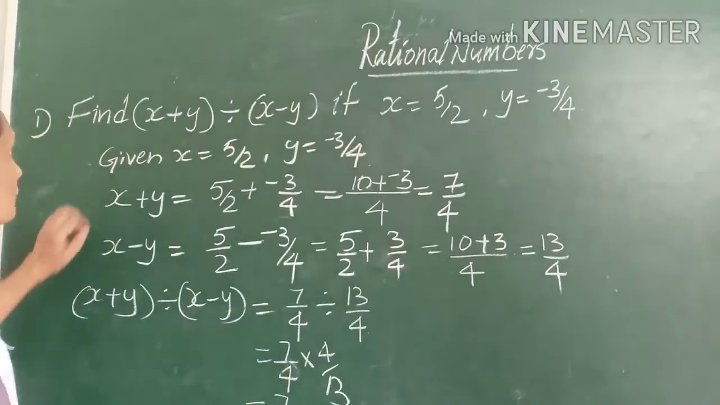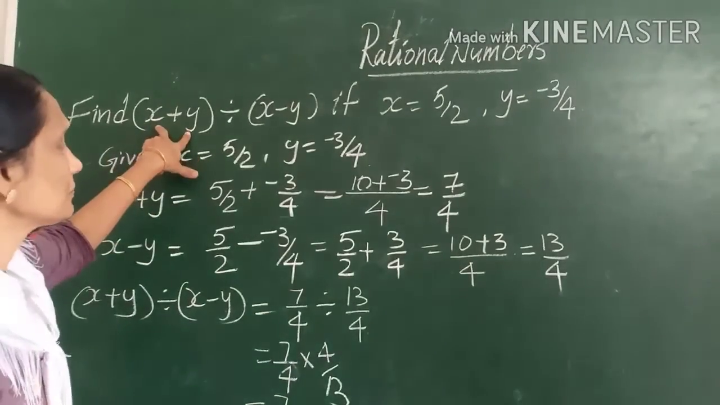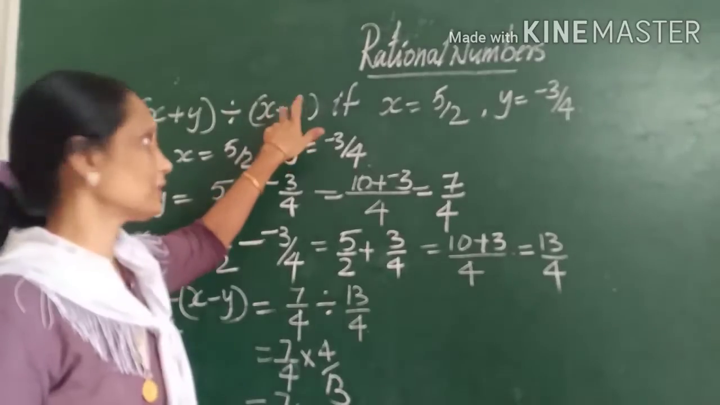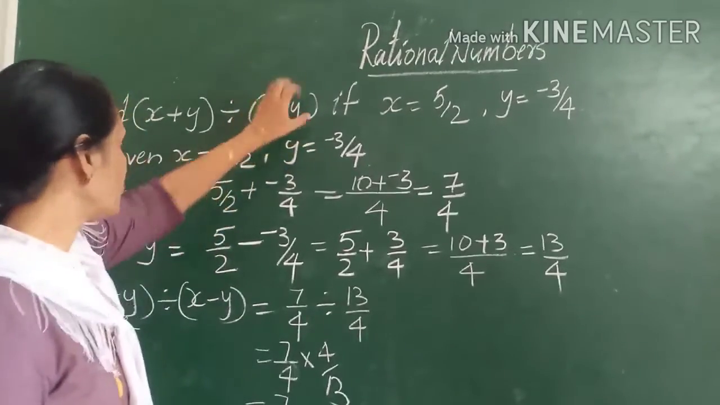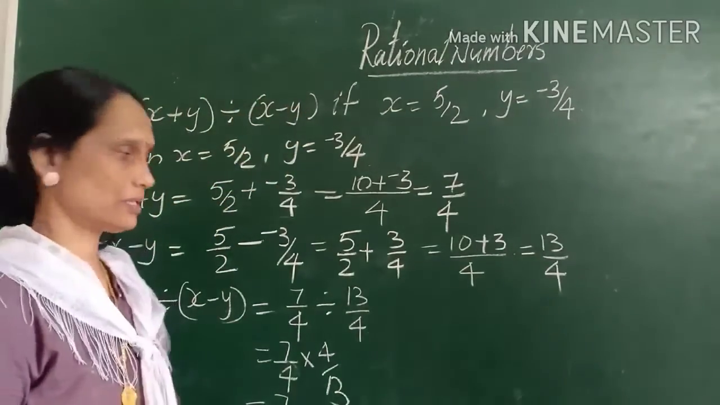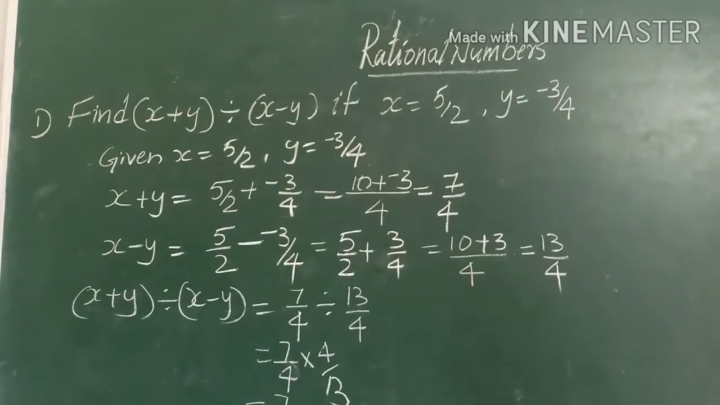So, how did we do? First we added x and y, then subtracted y from x. After that, the result should be divided. So what's the answer? 7 by 13.